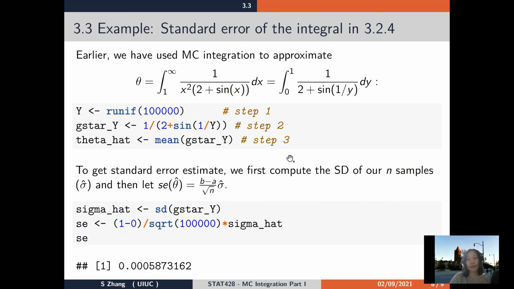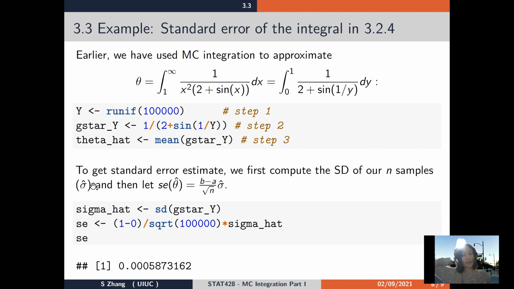So here is the earlier code that we have run to do the Monte Carlo integration with y instead. And this is our resulting theta hat, which is the arithmetic mean of the g stars of y's. Now let's try to get a standard error estimate of our theta hat. To do this, we'll first need to compute the standard deviation of our n samples. Let's denote it by sigma hat.